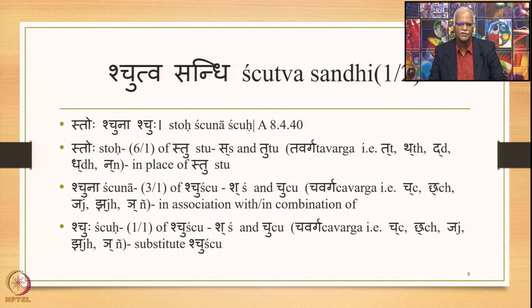Ścunā is 3/1 of ścu, which is composed of sh and chu. Chu means chavarga, and chavarga means ch, chh, j, jh, and ñ. Ścunā means in association with or in combination of ścu. And then we have ścuḥ, which is 1/1 of ścu. Once again, sh and chu. Chu means chavarga, that is ch, chh, j, jh, ñ. So ścuḥ means substitute ścu.